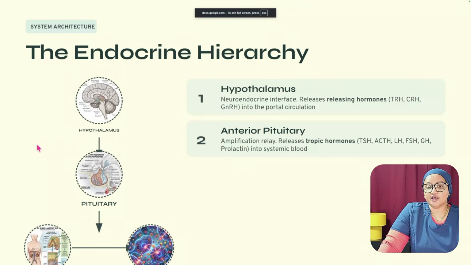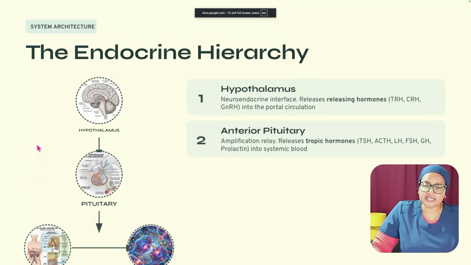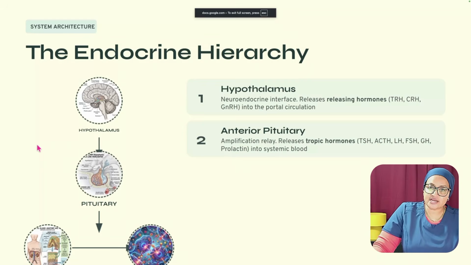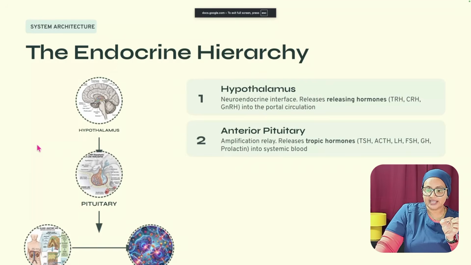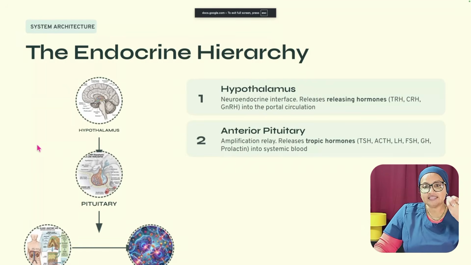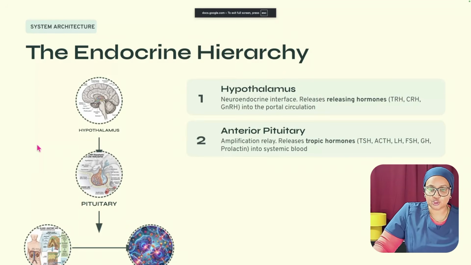TRH is thyroid releasing hormone, okay? Its function is to stimulate the pituitary gland, anterior pituitary gland, to release TSH, which is thyroid stimulating hormone. So very small amount of TRH can lead to the secretion of a large amount of TSH, and TSH in it goes to stimulate the thyroid gland to produce thyroxine.